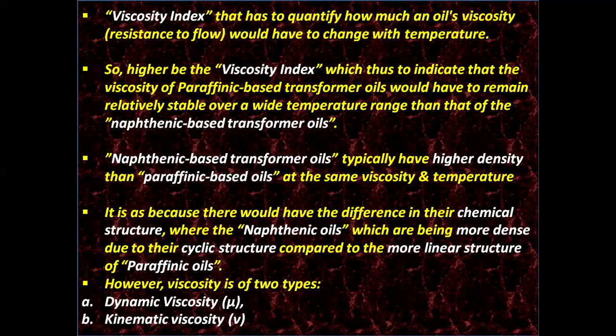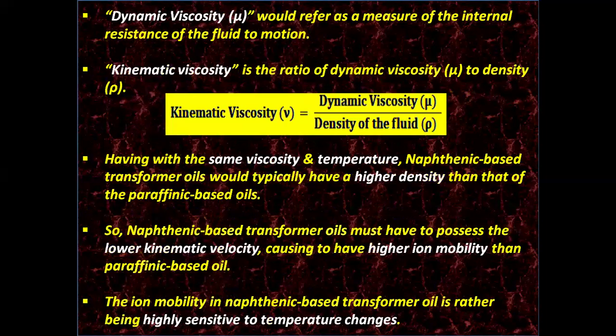However, viscosity is of two types. One is dynamic viscosity, which is represented with mu, and the other is kinematic viscosity, which is represented as nu. Dynamic viscosity is a measure of the internal resistance of the fluid to motion, and kinematic viscosity is the ratio of dynamic viscosity to the density of the fluid. So, kinematic viscosity equals dynamic viscosity divided by the density of the fluid.